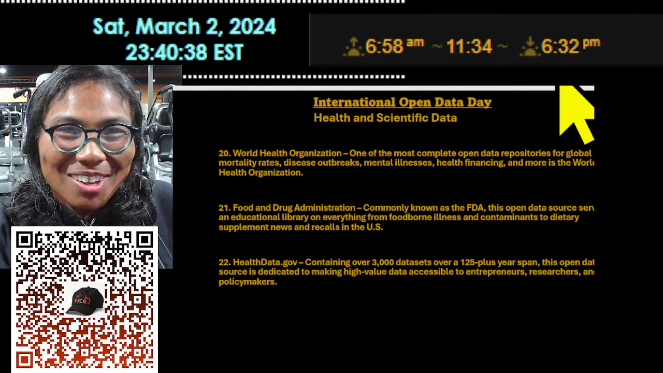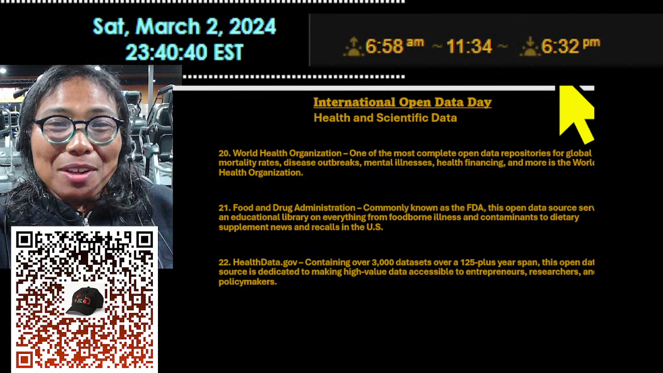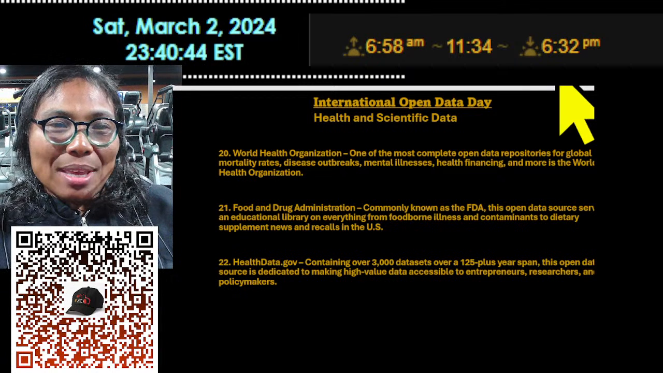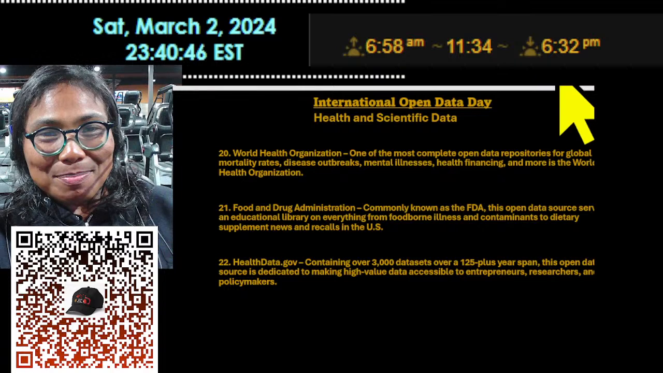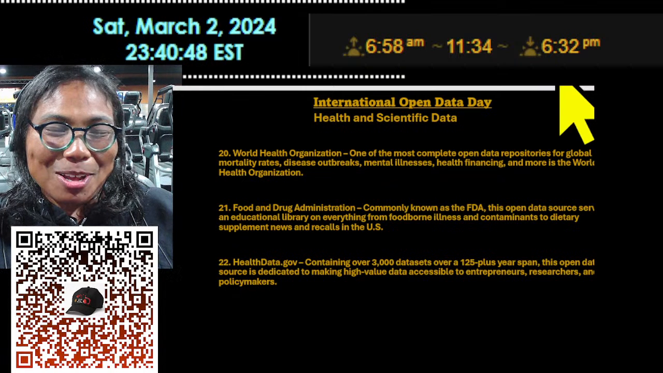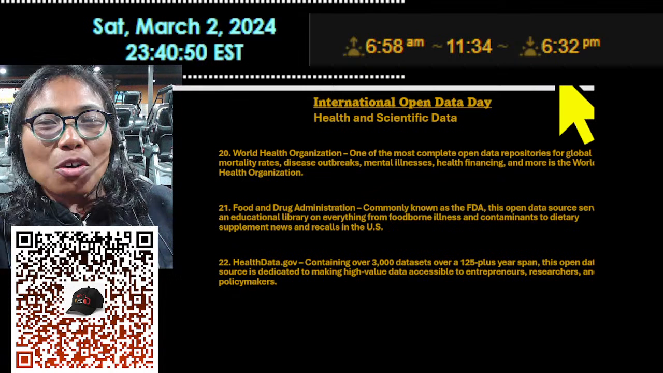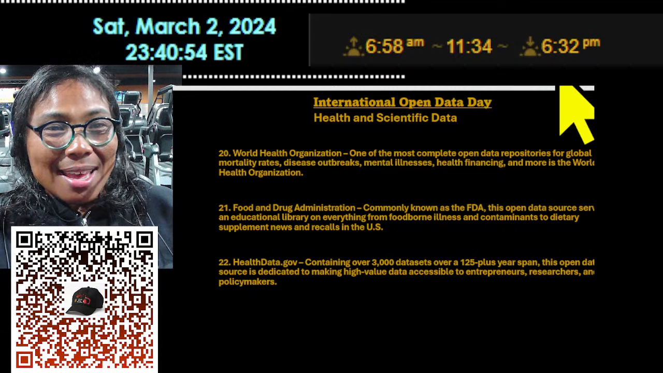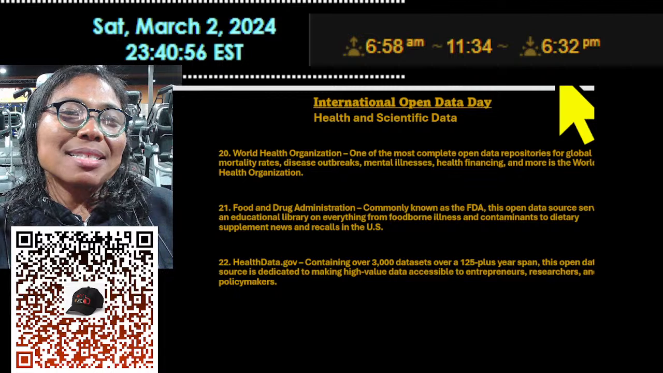But moving right along. Next we have the world, and now we're looking at health and scientific data sets. We have the World Health Organization, better known as WHO. It's one of the most complete open data repositories for global mortality rates, disease outbreaks, and mental illnesses. And again, all this stuff, I don't believe anything.